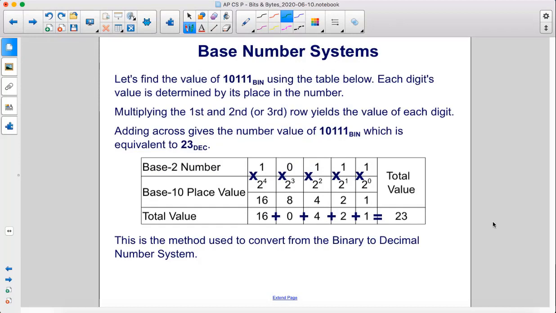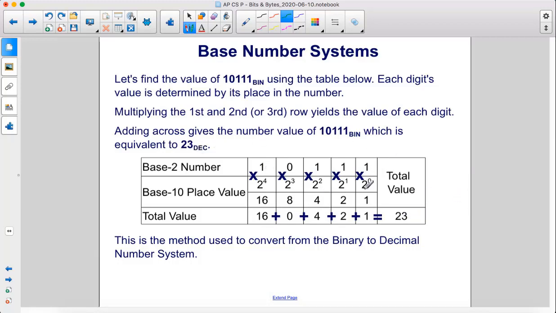Let's find the value of 10111 in the binary system using the table below. Each digit's value is determined by its place in the number. Multiplying the first and second rows yields the value of each digit. Adding across gives the number value of 10111 binary, which is equivalent to 23 in the decimal number system.